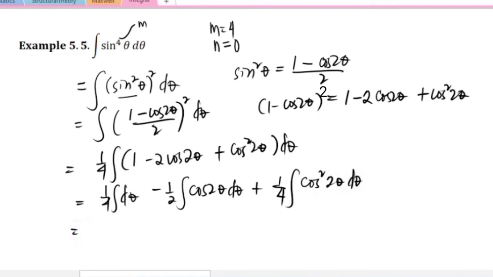So for the first term, we have here 1/4. The integral of d theta is theta. So dito sa second term, since yung v natin dyan ay equal sa 2 theta, therefore your dv is 2 d theta. So kulang tayo ng 2 dyan. Kulang tayo ng 2 dito. So mag-multiply tayo dyan ng 2. So since nag-multiply ka ng 2, required tayong mag-multiply ng 1/2. So mag-multiply tayo ng 1/2 dito sa labas.